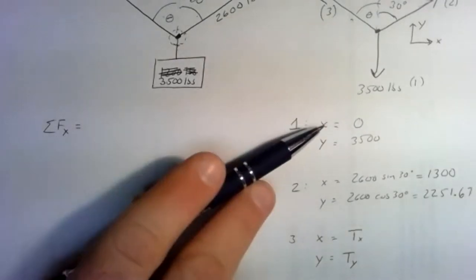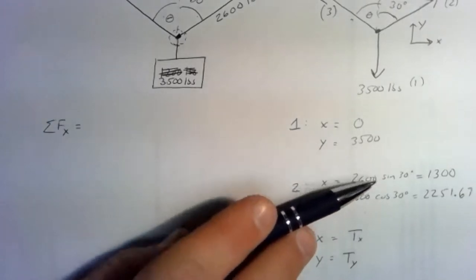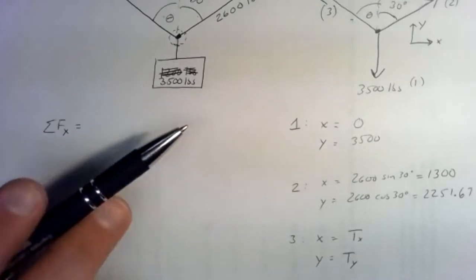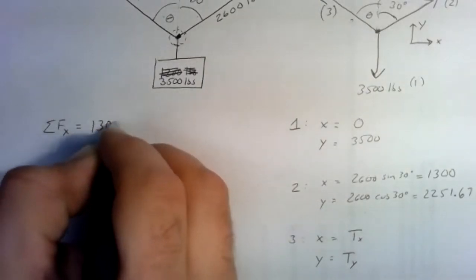So in the x direction, well, I've got nothing from vector 1. Vector 2 has 1,300 pounds in the x direction, and it's to the right. So that's positive 1,300 pounds.